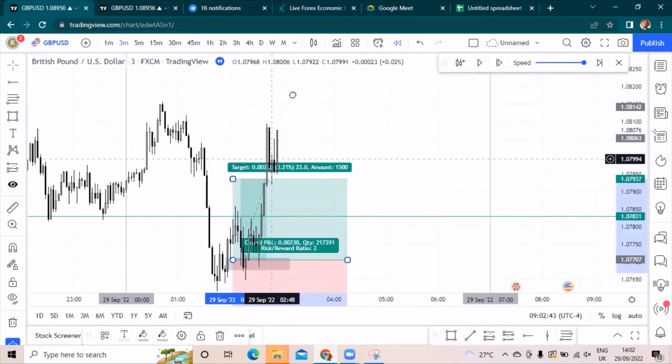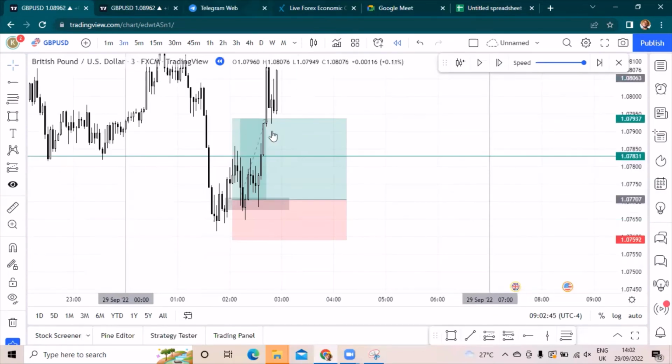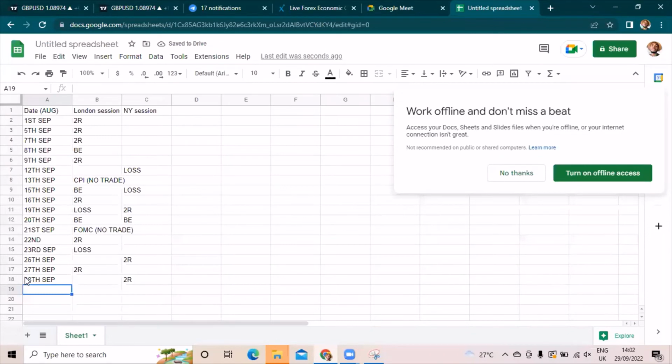Okay, neat. All right, so I'm going to be stopping this backtest here, and this is 29th September, and we made 2R this morning, and here we go.